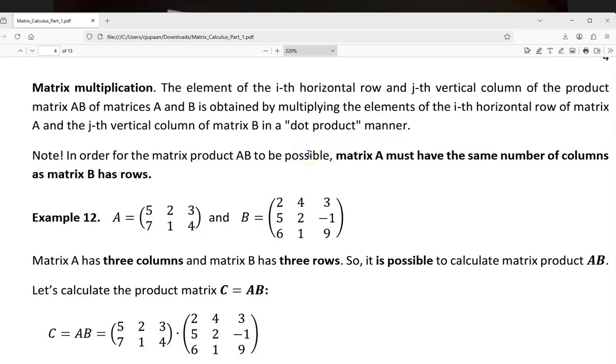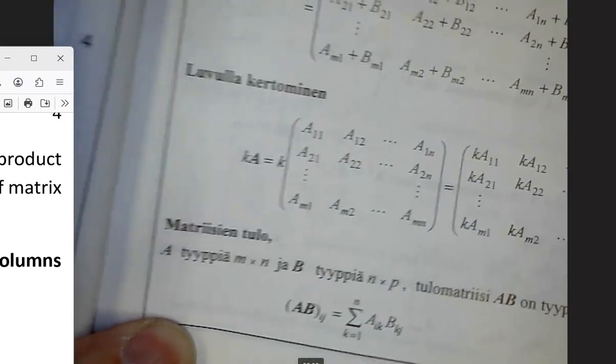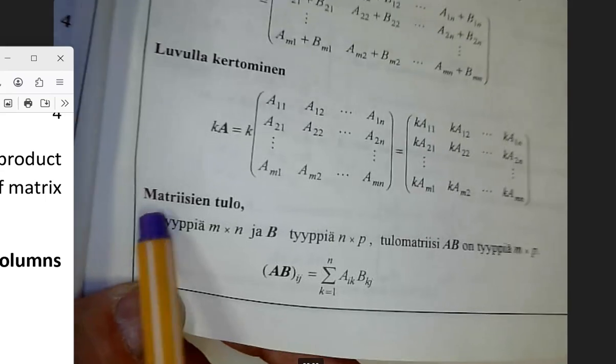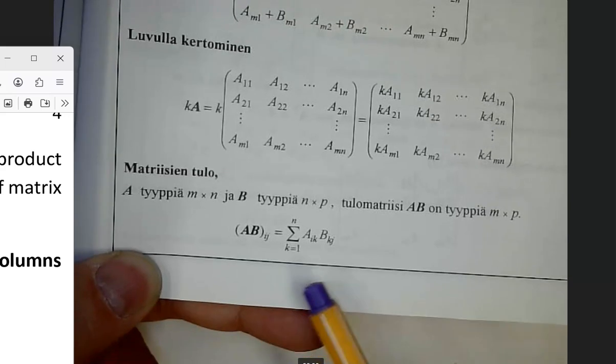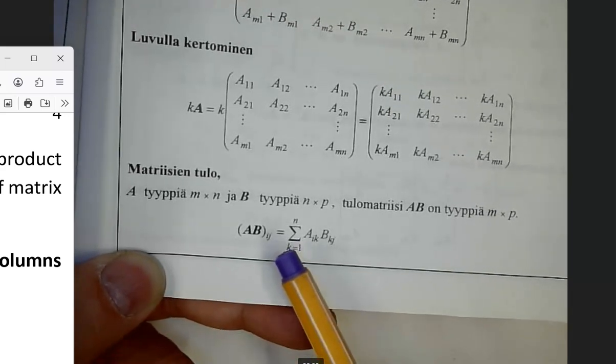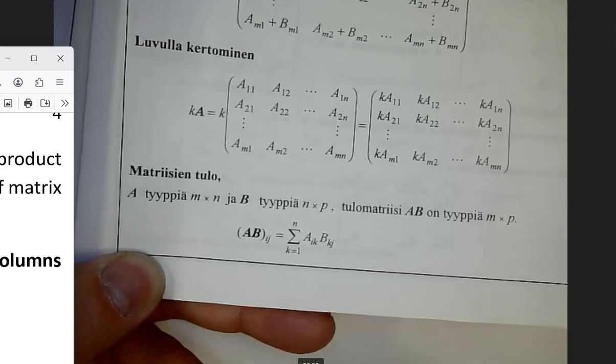I will show you the rule for that. Yes, here in my formula book it tells the rule for the matrix multiplication. This "matriisien tulo" means the multiplication of matrices. And it is not so easy to understand what this rule means, even if you understood the Finnish language.